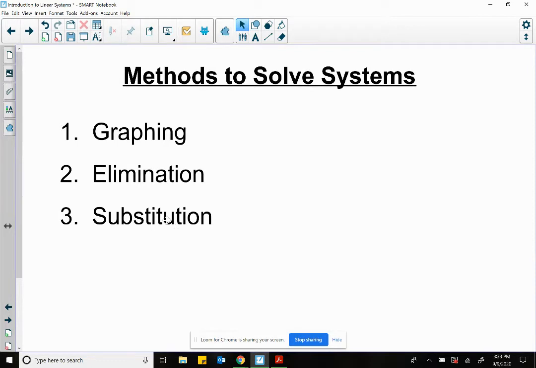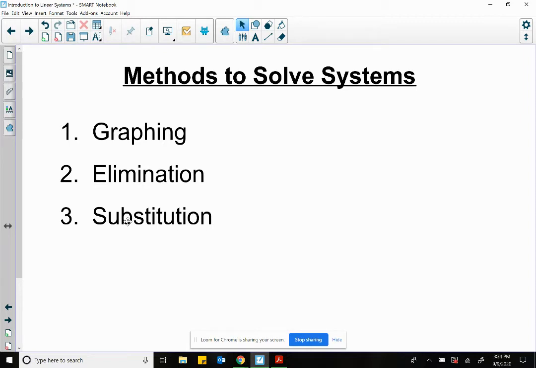Okay. Elimination and substitution, these are the methods that come in handy for us when graphing is just out of hand and not the greatest method. Okay. Especially like word problems or real world problems. That's where we want to use elimination and substitution. And again, I'm going to teach you all three of these.